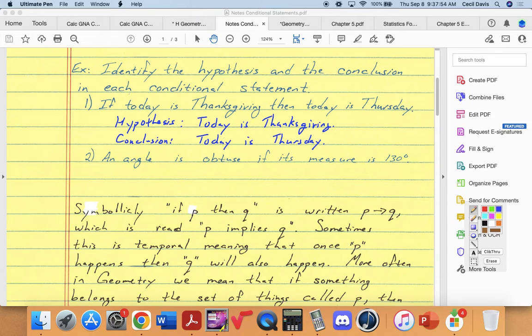Okay? Sometimes they're not written in that order, right? And sometimes you'll hear conditional statements where the if is the second part. An angle is obtuse if its measure is 130. So the hypothesis here, and notice we'll do a little bit of English in this. What part of speech is that?